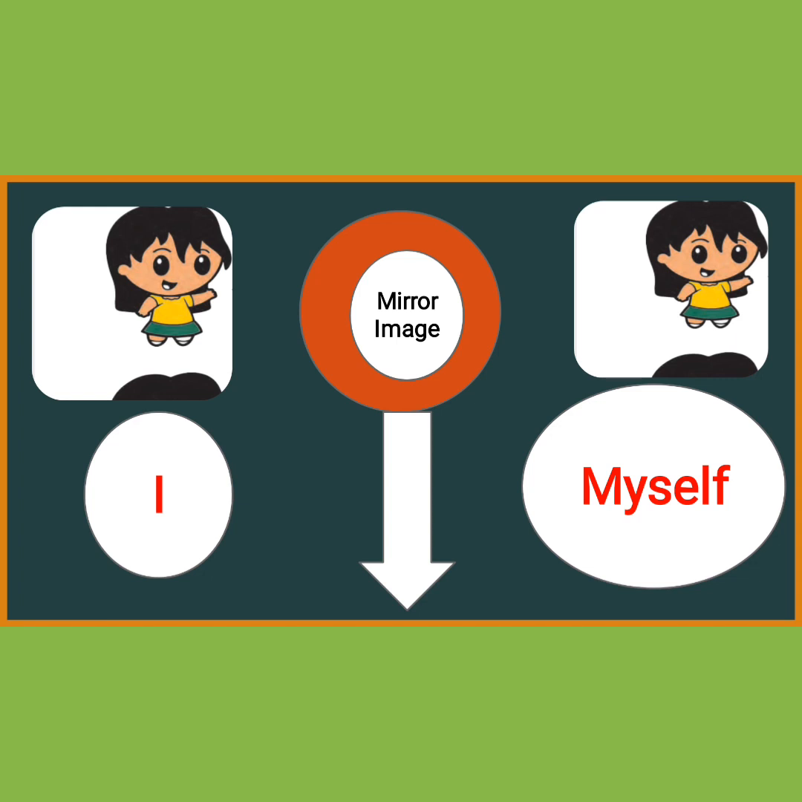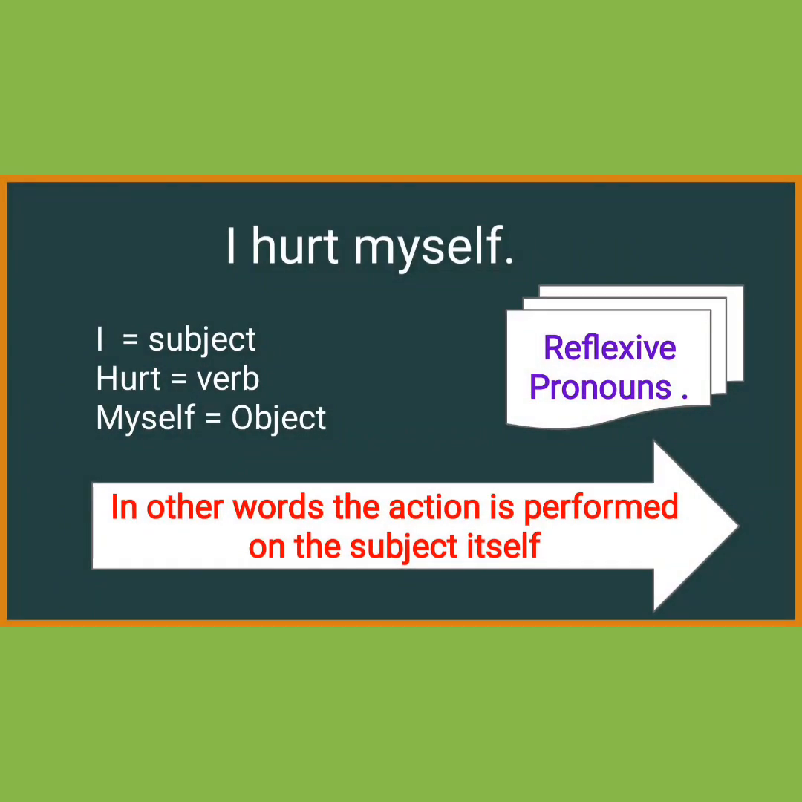Now I here is a subject or the doer of the action. Myself here is the object and the receiver of the action. I want you to remember this image throughout the lesson. Let's look at this example. I hurt myself. I is a subject. Hurt is a verb, myself is an object, and it becomes a reflexive pronoun.